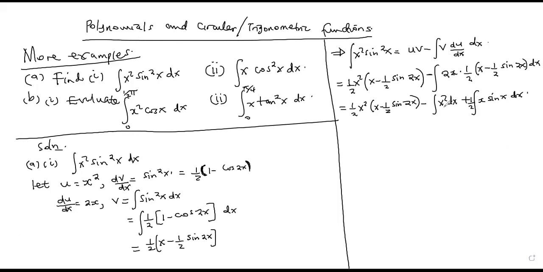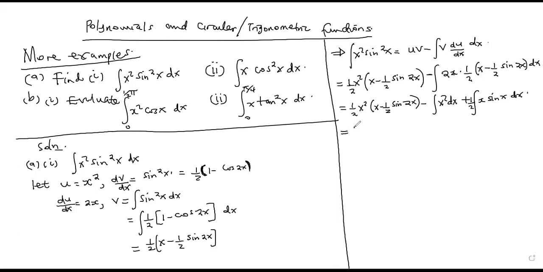I can put it outside here. So a 2 cancels with a 2. x times x, x squared. But because of this minus, it will be minus x squared. Then this minus will multiply here, it becomes positive. But because we have x and sine x, it will be a half x sine x dx. So that is what we are having.